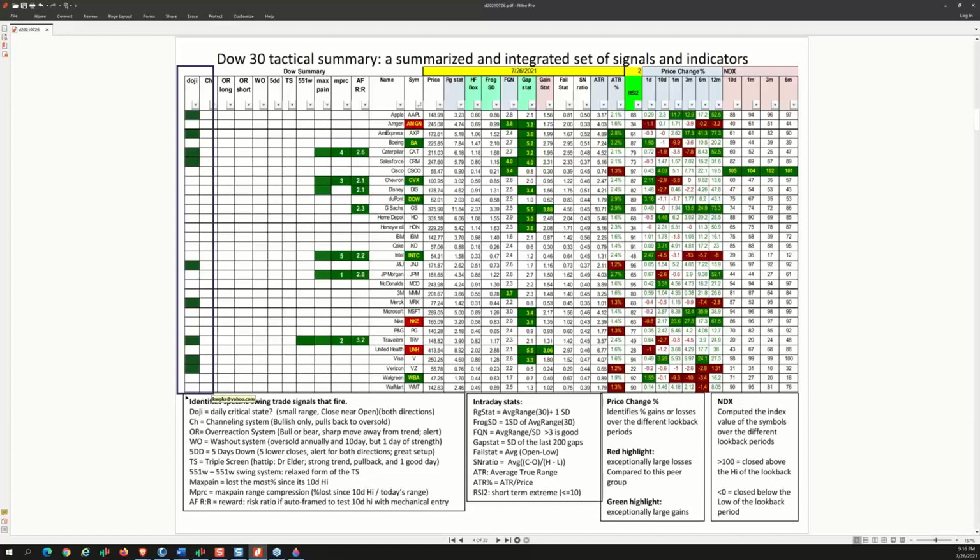Handful of dojis in the Dow today. Yeah, handful of dojis in the Dow. No other real patterns, with the exception of like a 551W in Travelers, which tests out at 3.2 to 1. That's pretty good. But Cisco made a 10-day, 1-month, 3-month, 6-month breakout. That's pretty good. And still quite a few auto framers for the catch-up trades.